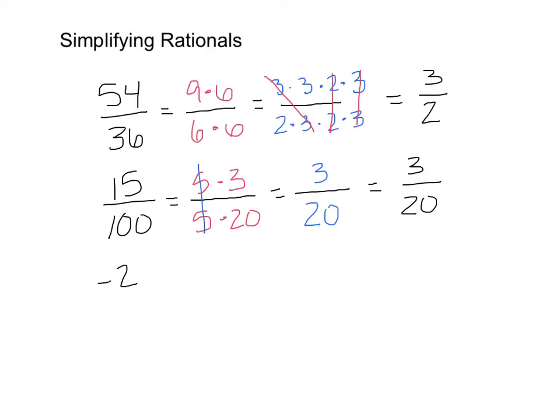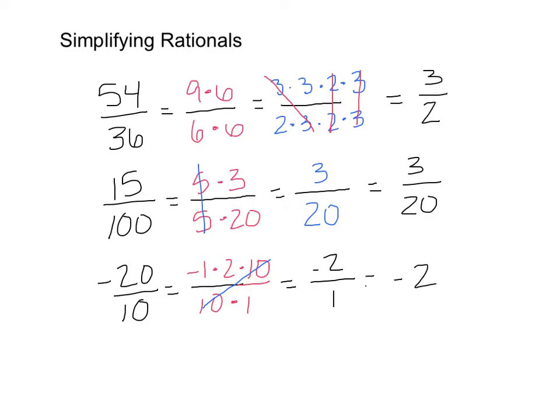How about negative 20 over 10? This works out so that I have negative 1 times 2 times 10, and then I have 10 times 1. I know I didn't go into prime factorizations, but again, we're thinking about the common factors. That's what we want to cancel out. So 10 and 10 can cancel out. You can cancel out the 1s, but you can't cancel out the negatives, so I'm going to keep the 1s up there. I have negative 2 on the top, and I have 1 on the bottom, which actually just reduces to be negative 2. Simplified the fraction.